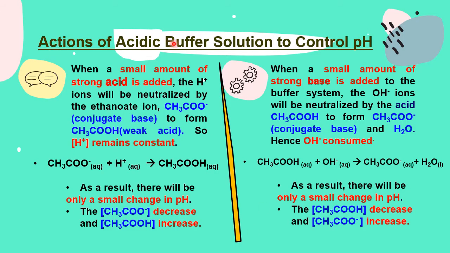The action of acidic buffer solution to control pH. There are two situations. The first situation is when a small amount of acid is added. The second situation is when a small amount of strong base is added. So when strong acid is added, it will react with base.